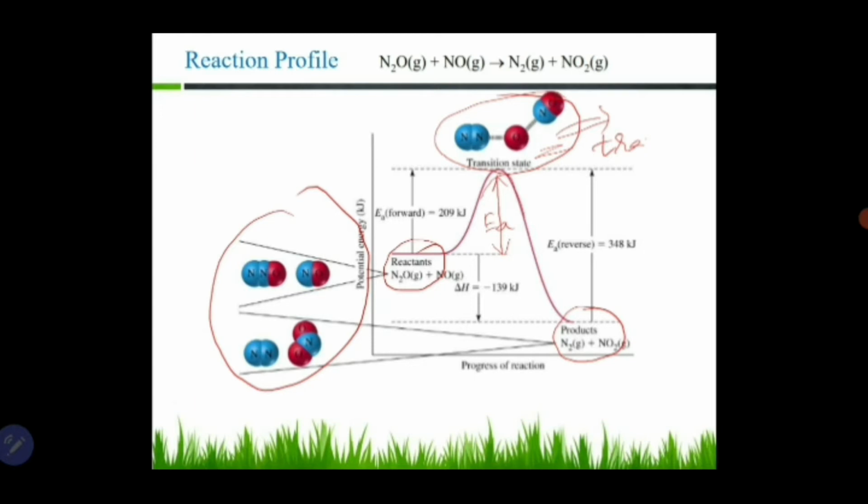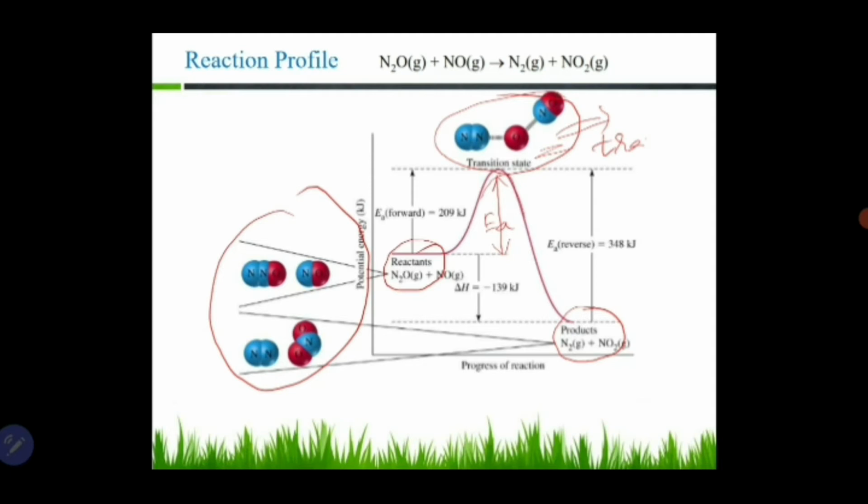If the collision energy is less than the activation energy, the reactant molecules cannot surmount the energy barrier, and they simply bounce apart. If the collision energy is at least as great as the activation energy, however, the reactants can climb over the barrier and be converted into the product.